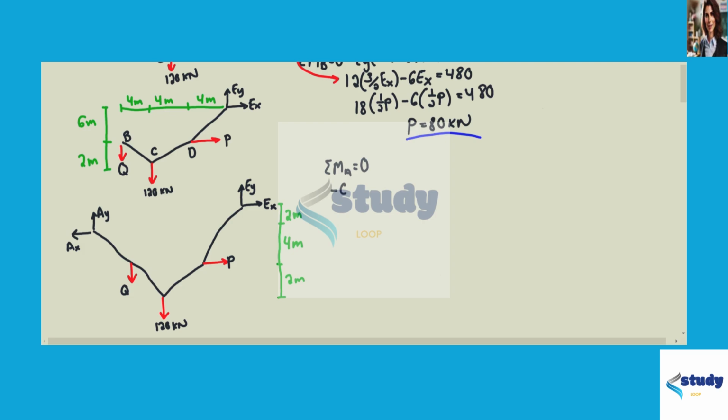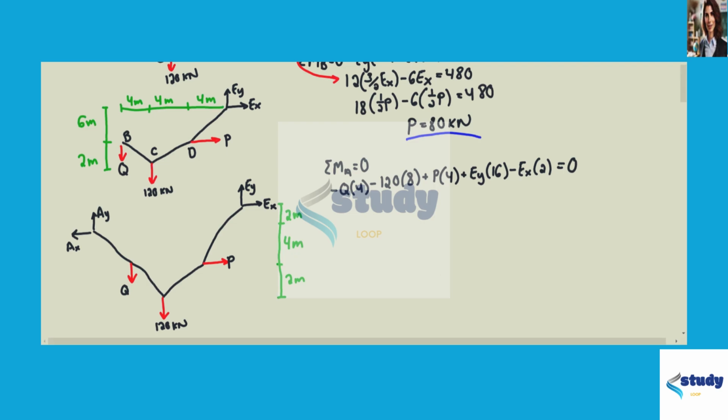So this equals negative Q times 4, because there's 4 meters in the horizontal direction between B and A. Subtract 120, which is the force at C, times 8, because there's 8 meters in the horizontal direction between C and A, plus P times 4, because there's 4 meters in the vertical direction between D and A, plus EY times 16 because there's 16 meters in the horizontal direction between E and A, minus EX times 2 because there is 2 meters in the vertical direction between A and E, set that equal to 0.